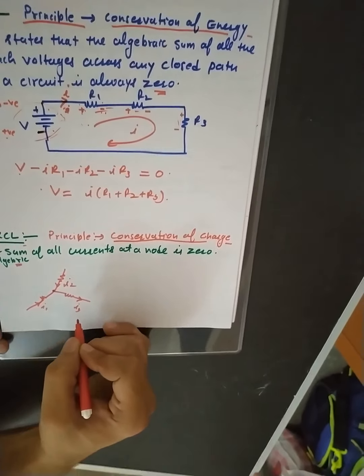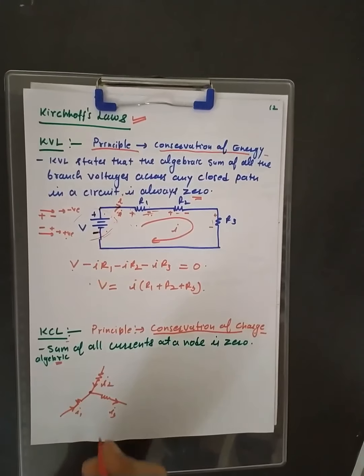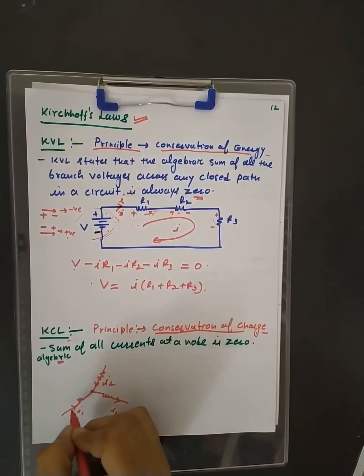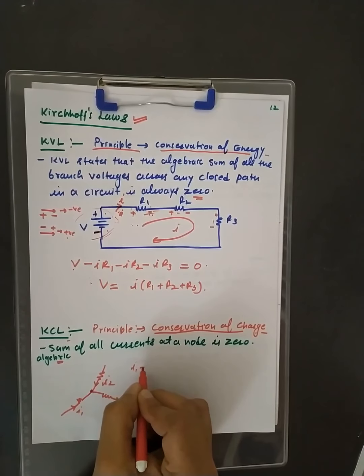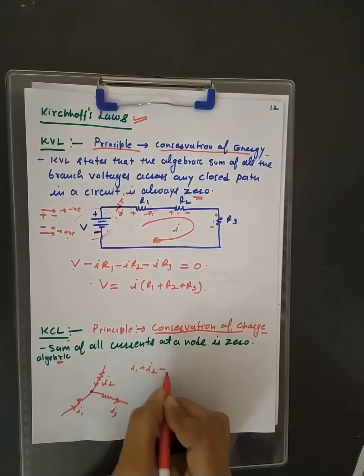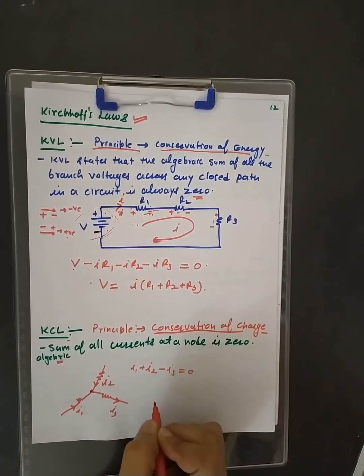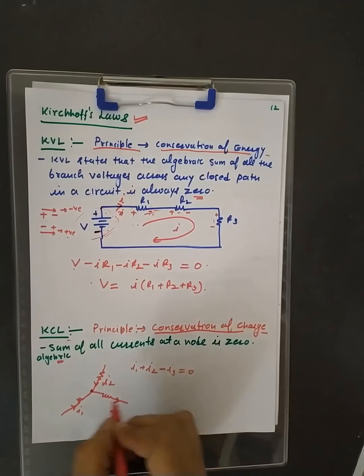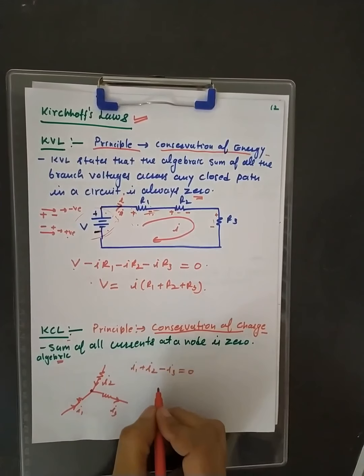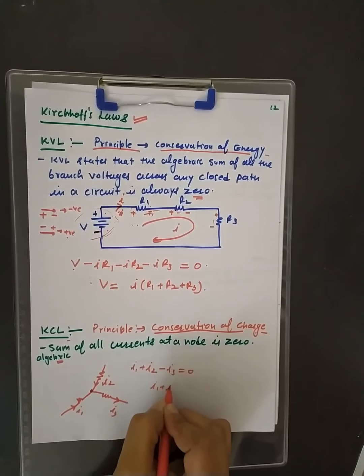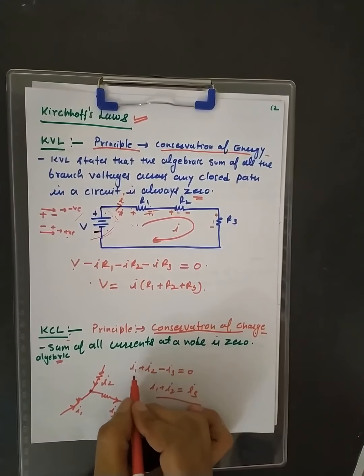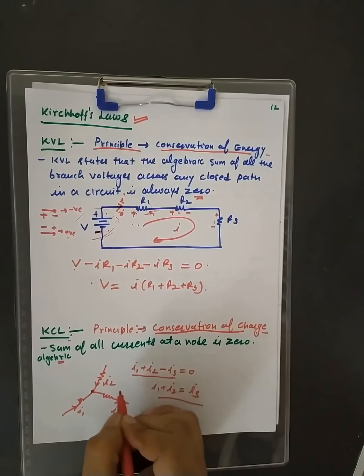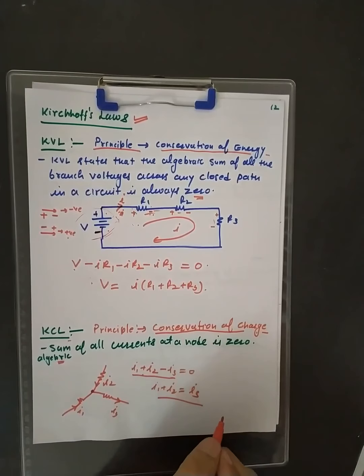Incoming current is equal to outgoing current. The incoming currents are I1 and I2, at this node where two or more elements are connected. So I1 plus I2, and the outgoing current I have taken with a negative sign, is equal to 0. Always remember, whenever you are applying KCL at a node, the total incoming current I1 plus I2 will be equal to the total outgoing current. So whenever you are writing it in one equation, take positive sign for incoming and negative sign for outgoing. So this is the KCL law.